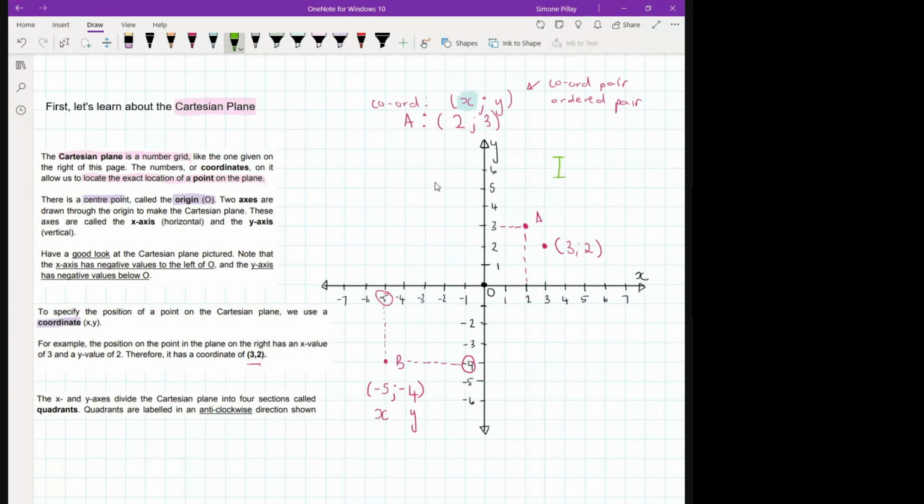Now, we're labeling it anti-clockwise, which means this is going to be quadrant 2. This is going to be quadrant 3. And this is going to be quadrant 4. So remember, we label them in Roman numerals. You will almost never see the quadrants being labeled as 1, 2, 3, and 4 with actual normal numbers, but you will see them being numbered with Roman numerals.